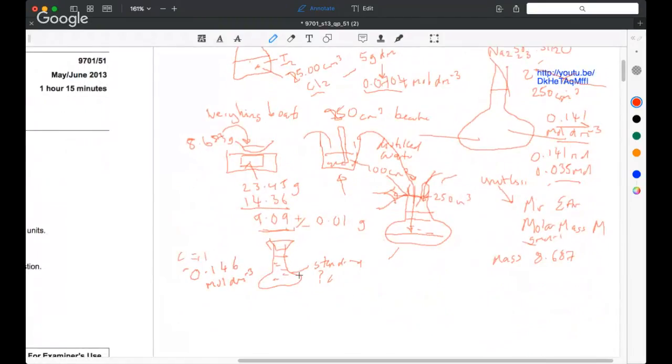Okay, good. All right, so we got our standard solution, and typically people write with a Sharpie or something on the flask what the concentration is, so that we know that is sodium thiosulfite at this particular concentration, and it's ready to go. You put the stopper in it, it's not going to change its concentration, nothing's going to evaporate.